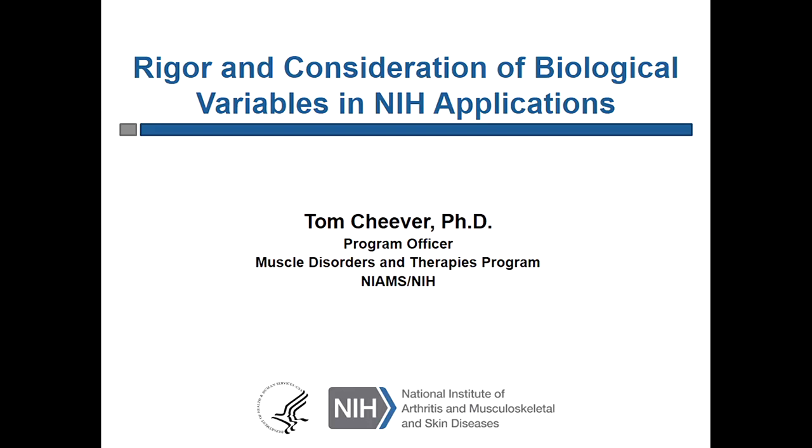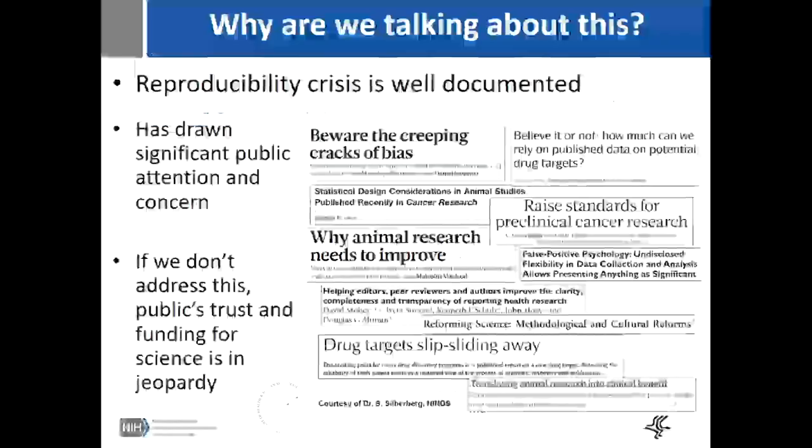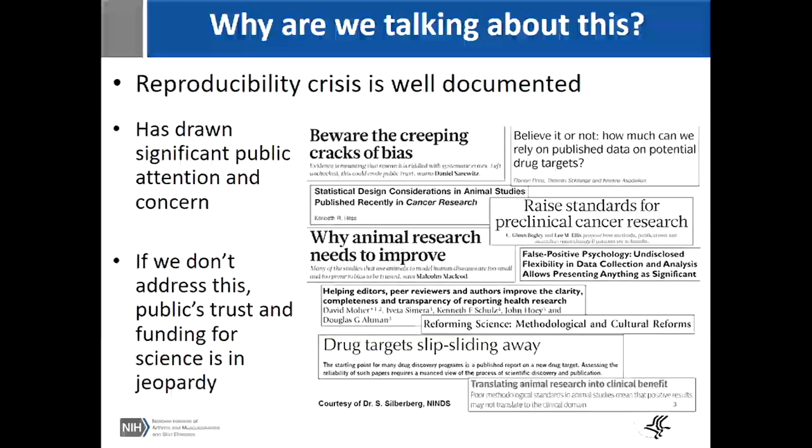I think the first two presenters set up the landscape that we're working in quite well. There's a reproducibility crisis that's been quite well documented, and it's drawn significant public attention and concern from not only the public, but also their elected officials. That's relevant because for the federal support of the biomedical research community, we are dependent on maintaining the trust of the public and being transparent in what we're doing to ensure that we're following everything we can to ensure rigor and reproducibility in the work that the American taxpayers are supporting.